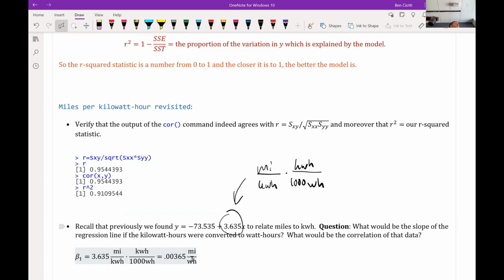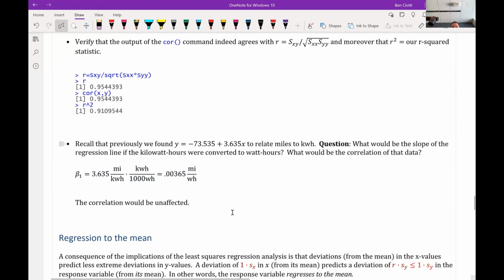So we would do the same thing to the correlation now. Yeah. How would the correlation change? It wouldn't change. The correlation would remain the same. Yes. Okay.